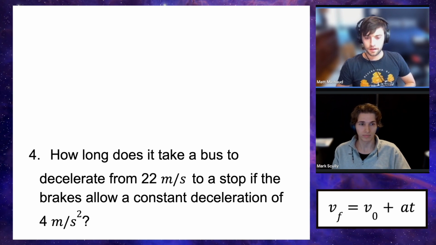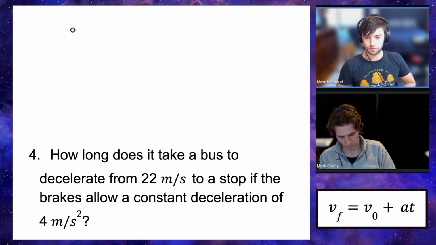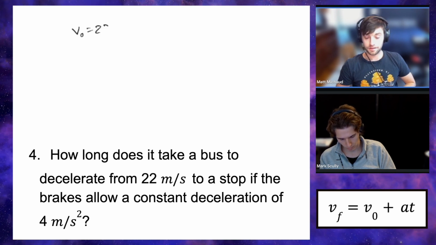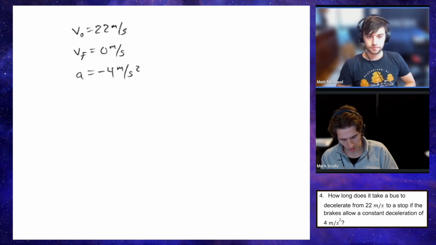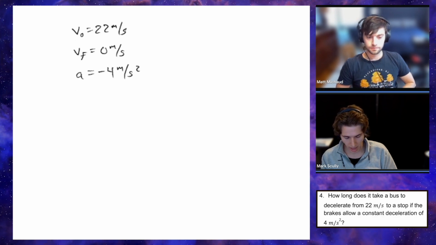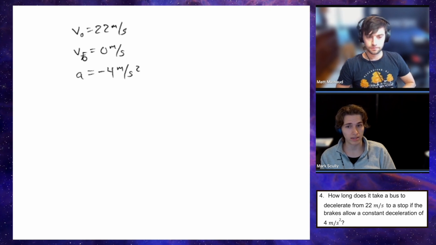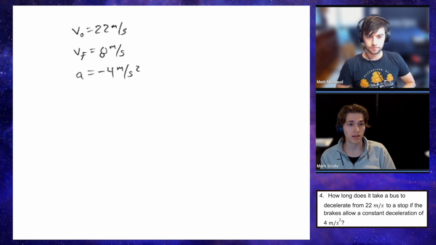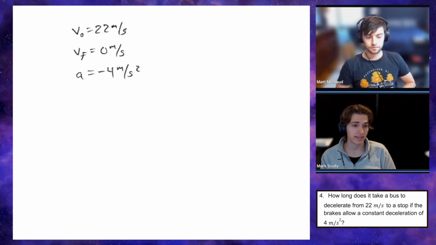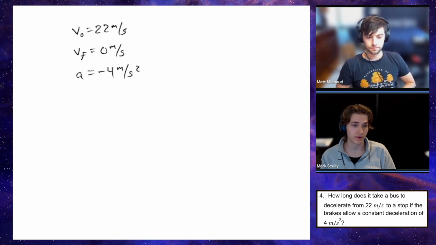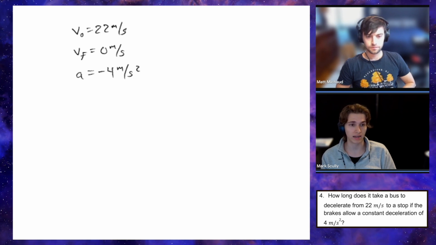Number 4. How long does it take a bus to decelerate from 22 meters per second to a stop if the brakes allow a constant deceleration of 4 meters per second squared? Okay, this is a trickier one. We have that the initial velocity is 22 meters per second. The final velocity is 0 meters per second because we want to go from moving to a full stop. It also says that our deceleration is 4 meters per second squared. Because it's decelerating, it's slowing down, and therefore the acceleration is going to be negative.